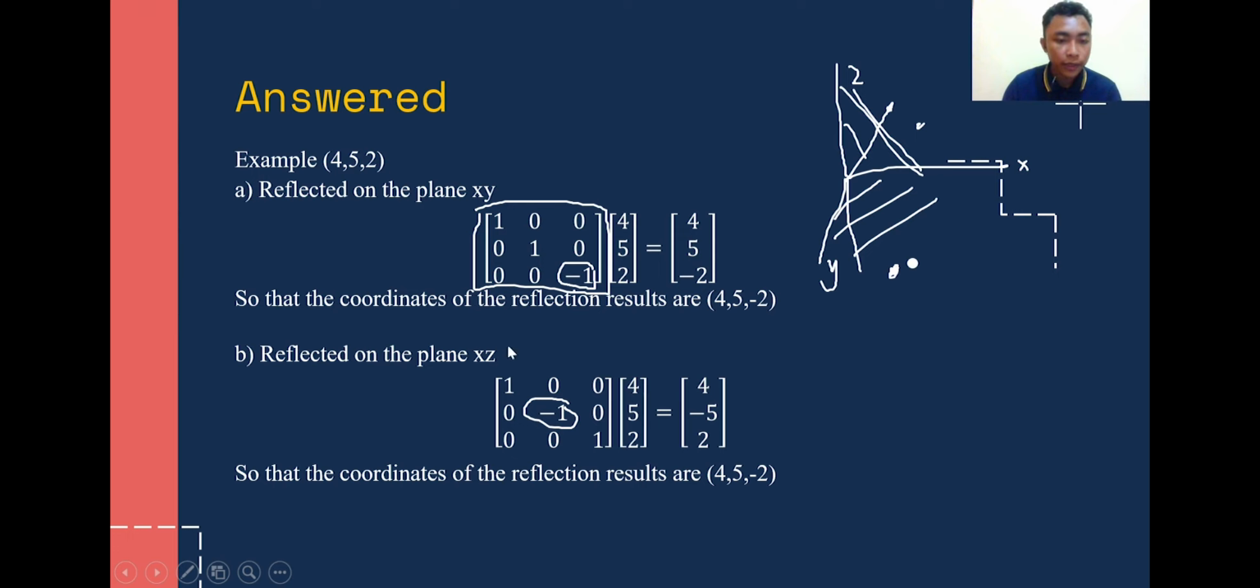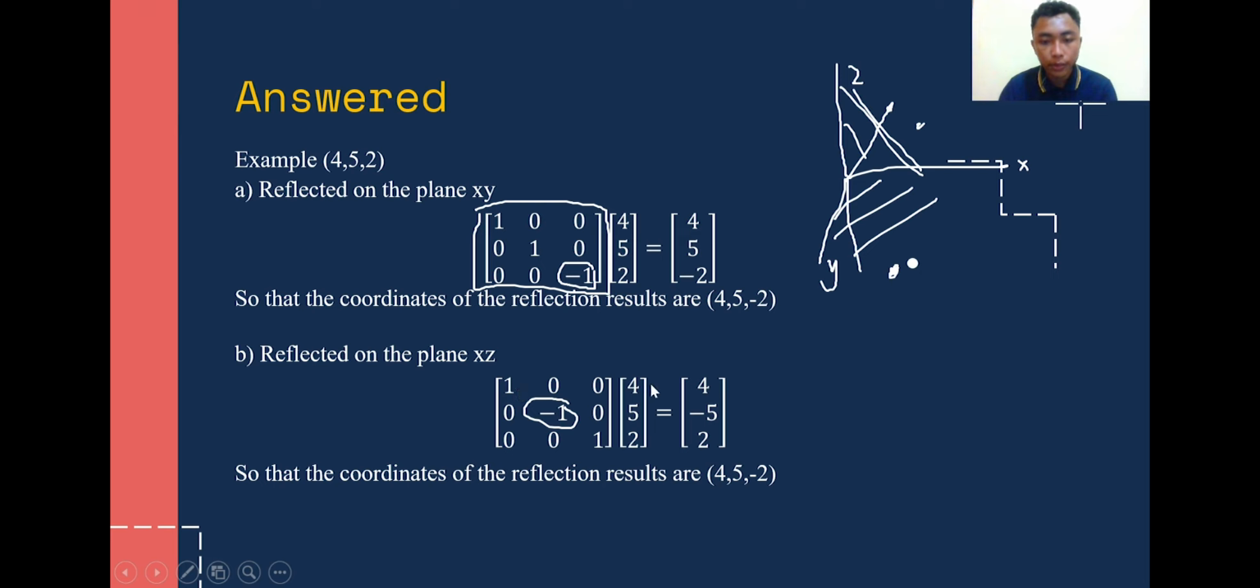And for the reflection across the plane x, z, like I said before, why is there a minus 1 in the center? Because we need to change the value of y. If, for example, in this example the value y is positive, the value y will be changed to negative.